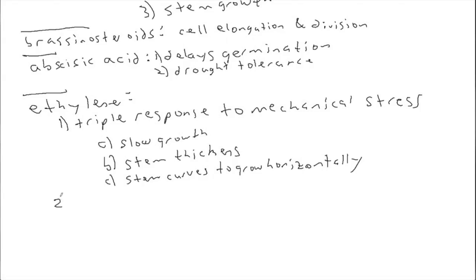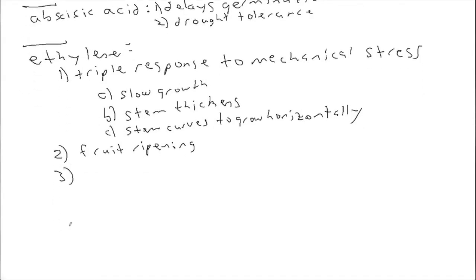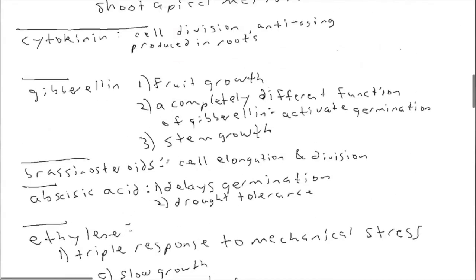What would be another function of ethylene? Fruit ripening. Right. Okay, good. And what would be another function of ethylene? Apoptosis. Which means? Cell suicide. Excellent. Good. And another one? Leaf abscission. Good. And that means? The leaf falling off the tree. Okay, very good.